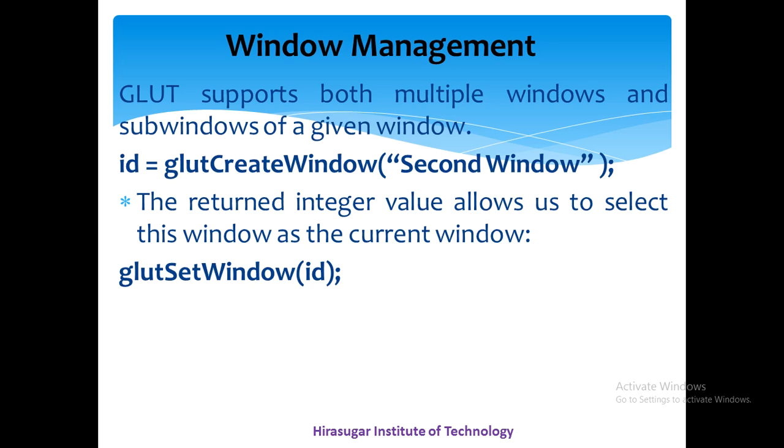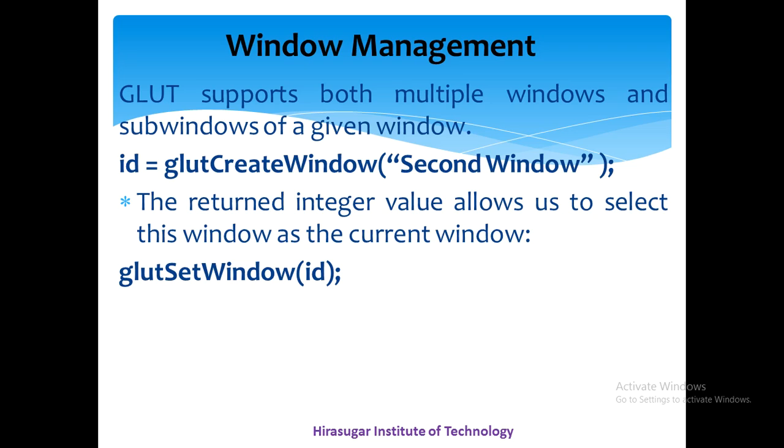The programmer will remember windows by the names given, like window 1, window 2. I will remember like that, but programs will remember with IDs. Whenever you create any window, it has its own ID, which is created by default. That ID is an integer. The returned integer value allows us to select the window as the current window.